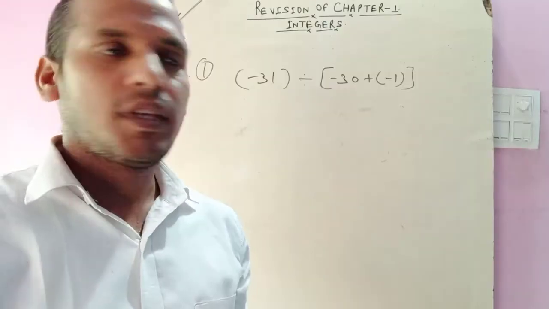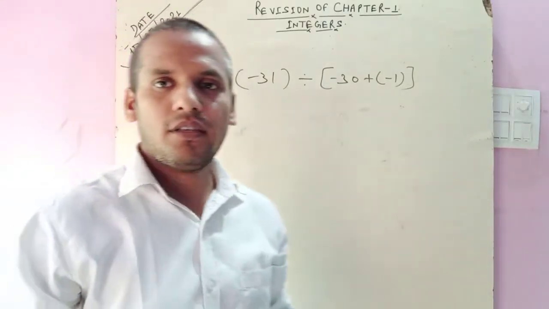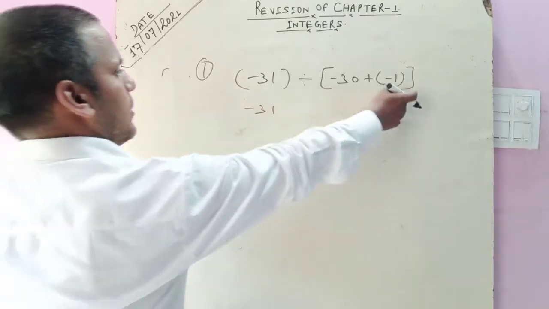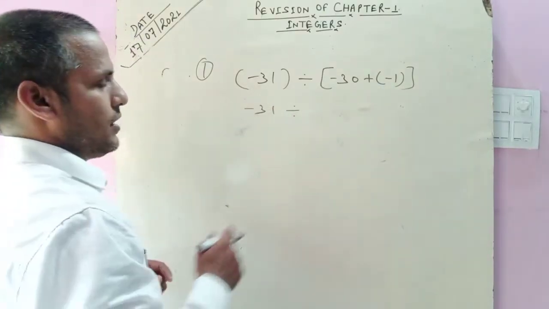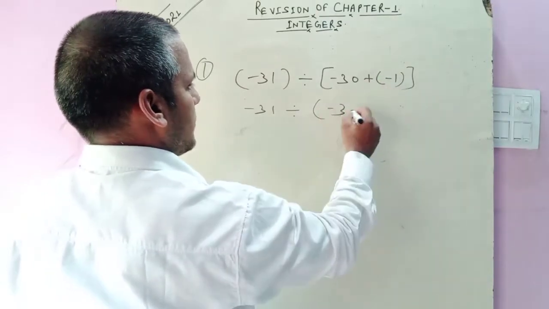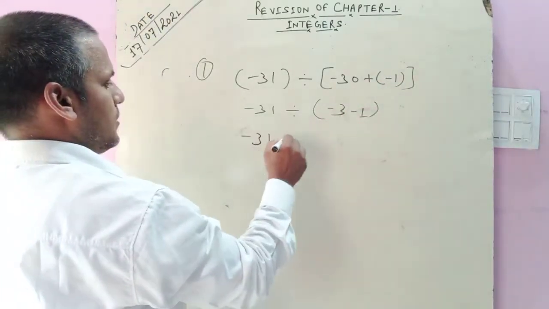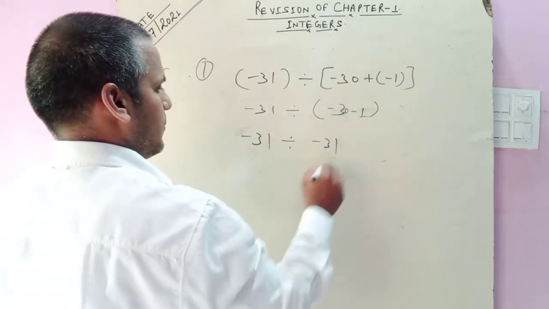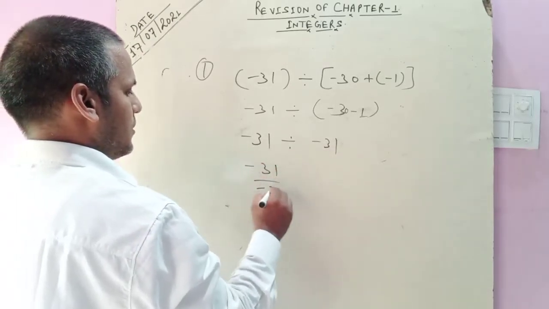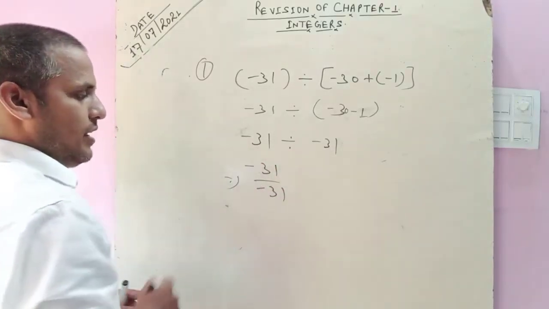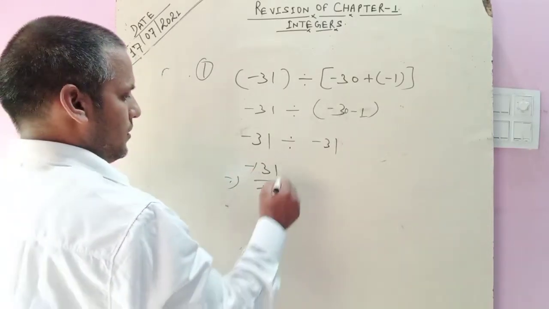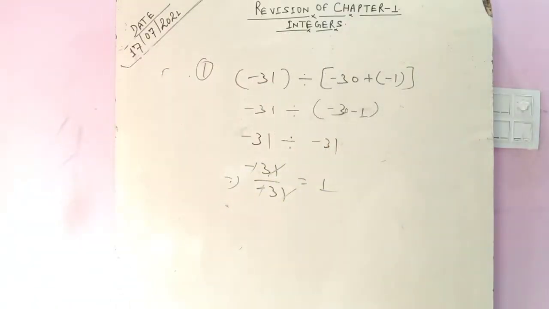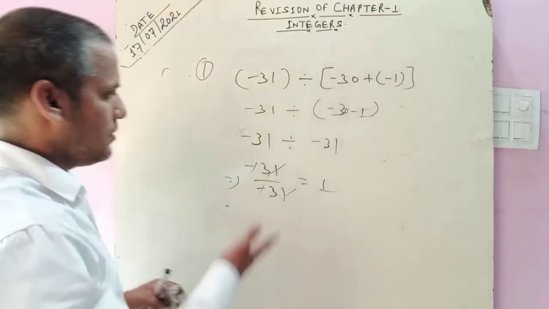If the question says find the value of the given equation, first we should solve the bracket. Here is the division sign, so we use division. Here is the minus, so we use minus. Plus minus minus. Minus 31 divided by, here is minus 30 or minus 1, it means we get minus 31. Here the division sign, we use division. Both have the same sign, so minus will be plus and 31 divided by 31 will give 1. So this type of problem you can solve by using this method.